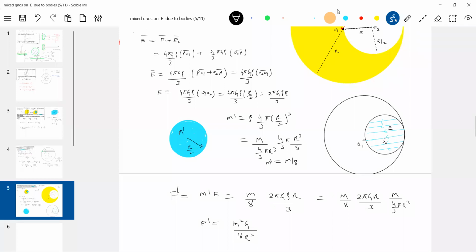Okay, I think I don't have any other method to explain this one. Here is the scooped out portion. So this particular field will exert a force. And it's uniform. As it is uniform, it is the mass into the field. If it were non-uniform, I would have used a different method.